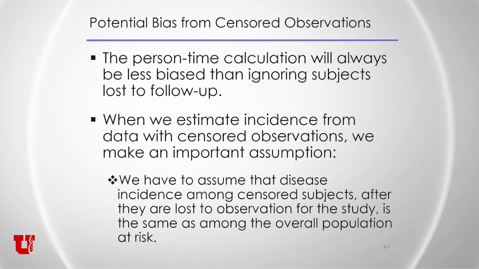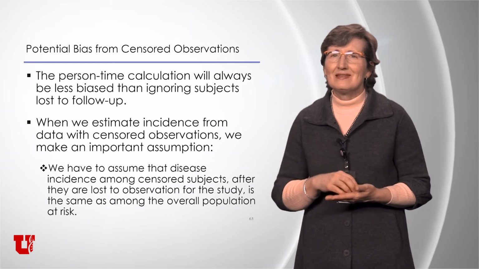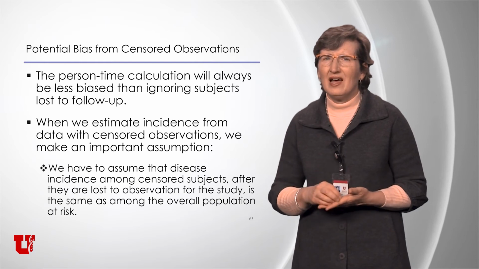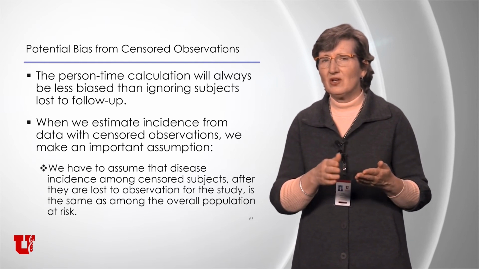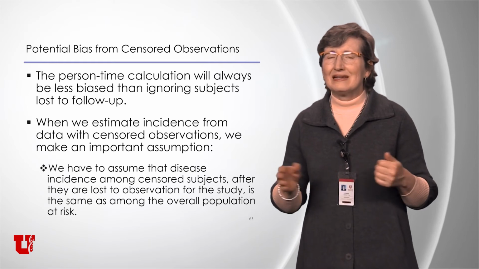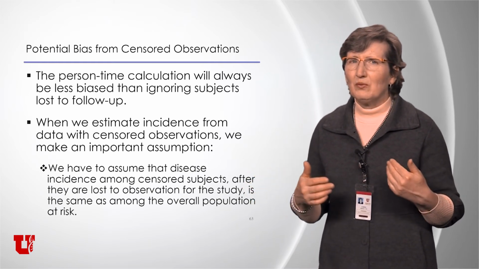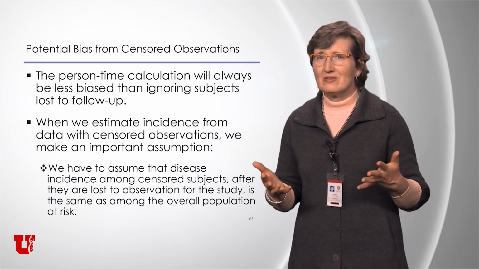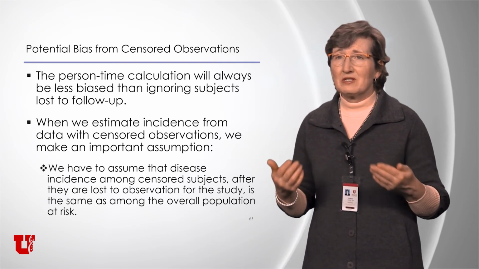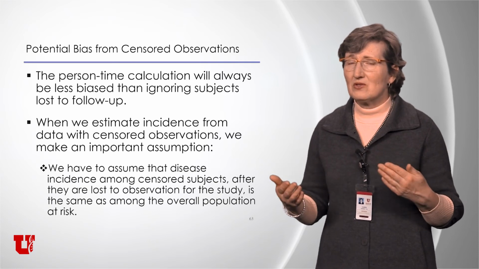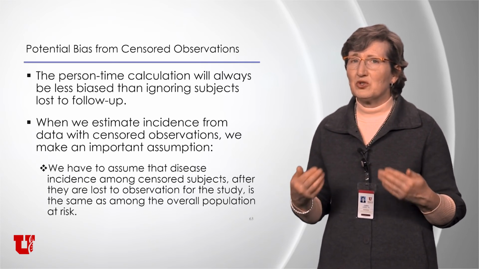So when we estimate incidence from data with censored observations, we are making an assumption. We have to assume that disease incidence among the censored subjects after they are lost to observation for the study is the same as among the overall population at risk. So we're assuming that the incidence rate, the incidence per person time among people who are lost to observation, would have been the same as the people that we continue to observe. And so often when you're making a statement about a population with a lot of censoring, you have to be prepared to explain something about those censored people to make the argument that that assumption holds.